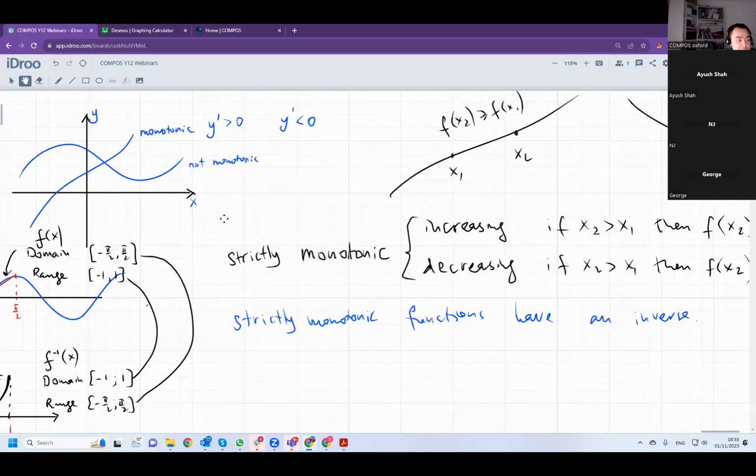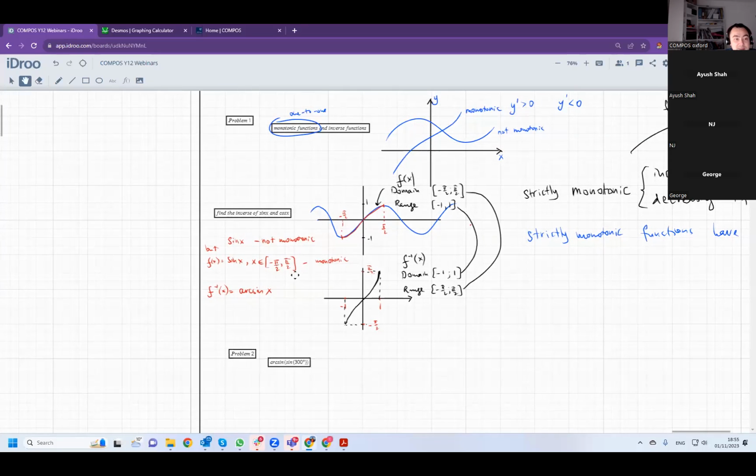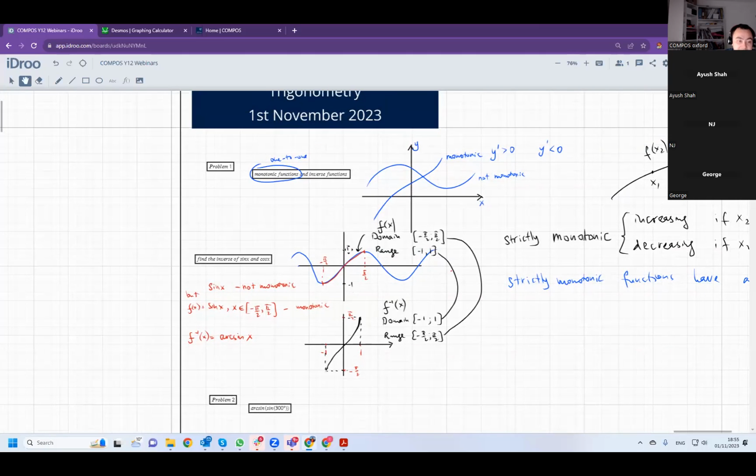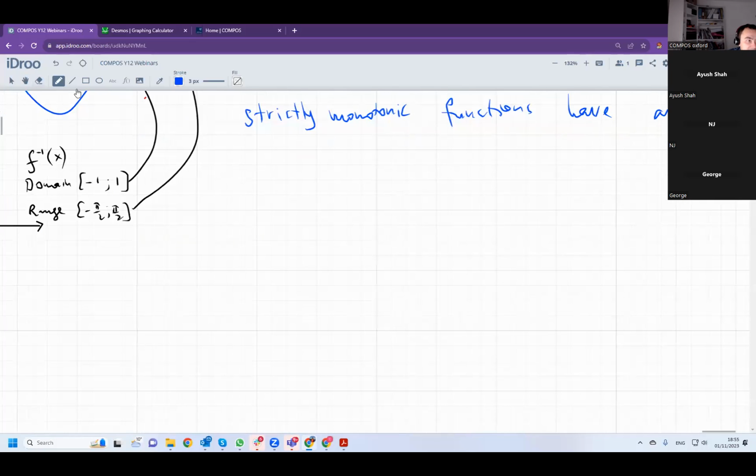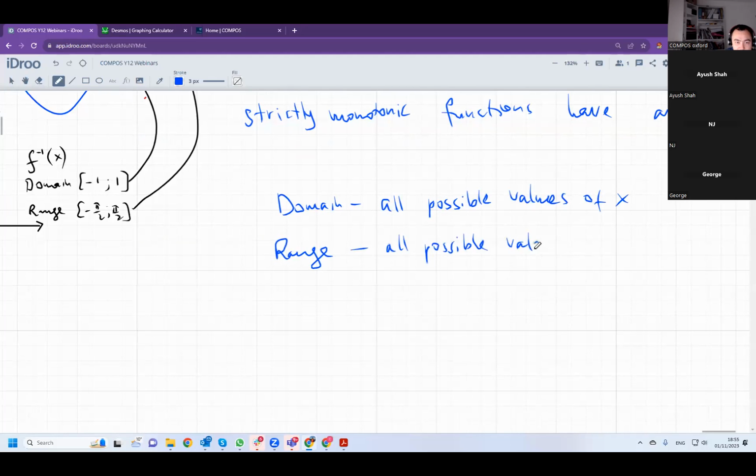So in order for a function to have an inverse, you have to limit the domain. The domain is the possible values of x. So domain is all possible values of x, and the range is all possible values of y.